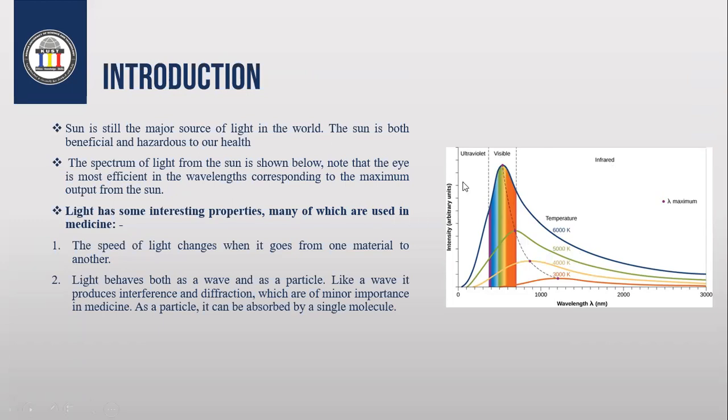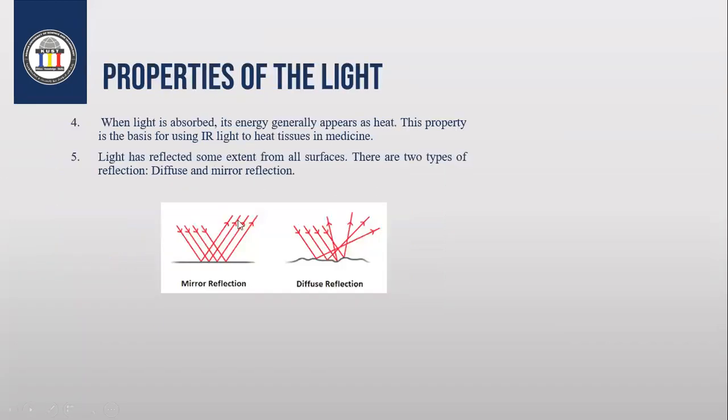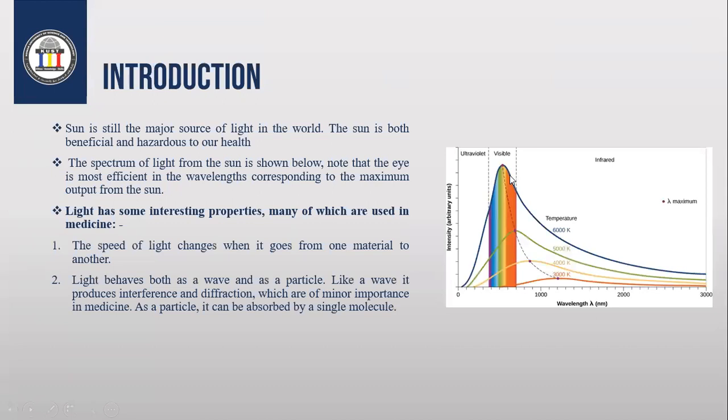Each one has a benefit. For example, ultraviolet light can be used for providing vitamin D. The visible light is used for seeing things, and the infrared gives the warmth that you are feeling. In addition, the light has some interesting properties.